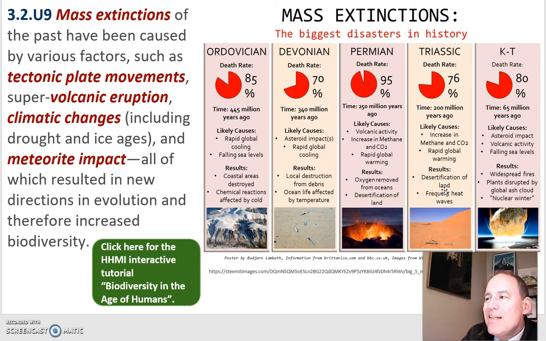And then finally, the KT boundary, that's the one that allowed mammals to have a chance again after we'd been outcompeted by reptiles. The likely causes were an asteroid impact, volcanic activity, and falling sea levels, but there had already been changes due to tectonic changes. Some of the theories attribute the asteroid impact to just pushing the dinosaurs over a boundary that they'd already been on due to climate change. And we see widespread fires, and plants disrupted by a global ash cloud, which again causes problems in food chains, especially at the higher trophic levels. It's similar to what we might find in nuclear winter that you may have read about.